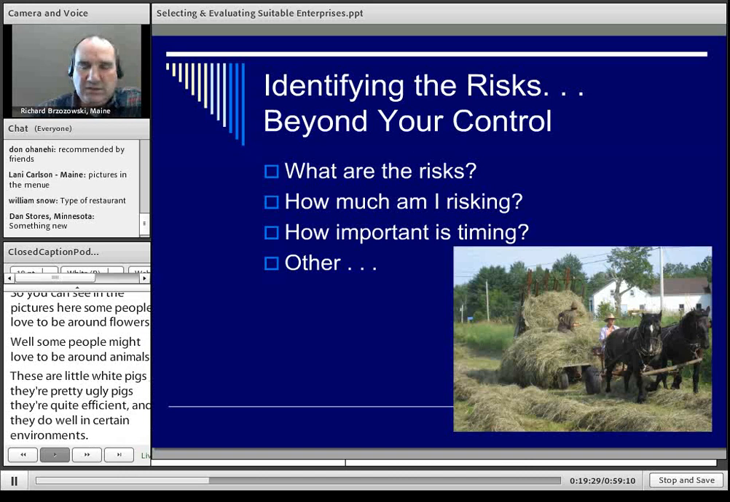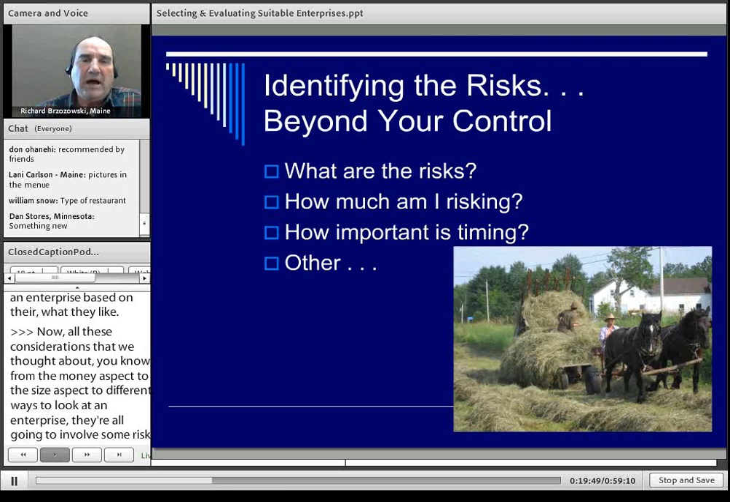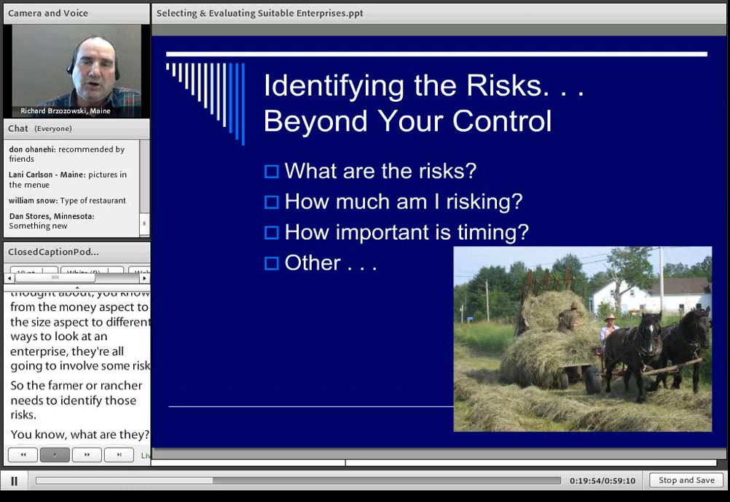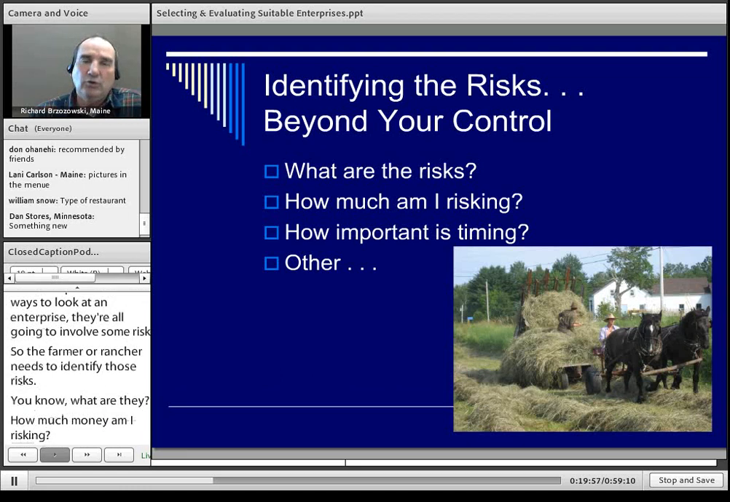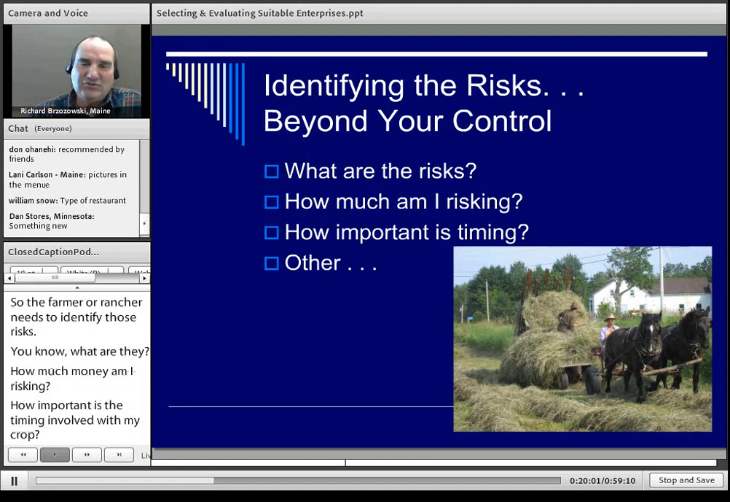Now, all these considerations that we thought about, from the money aspect to the size aspect to different ways to look at an enterprise, they're all going to involve some risk. So the farmer or rancher needs to identify those risks. What are they? How much money am I risking? How important is the timing involved with my crop? You can see in this picture some farmers in Maine using a really old style of haying with loose hay, gathering with horses.